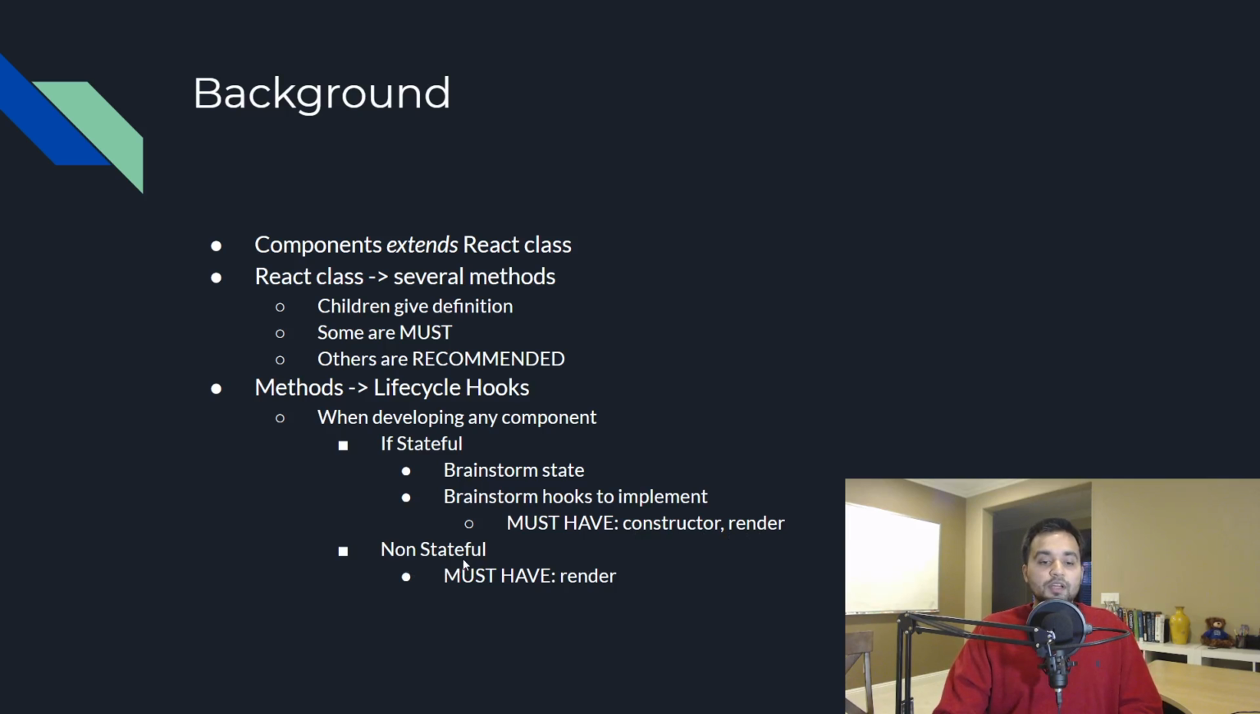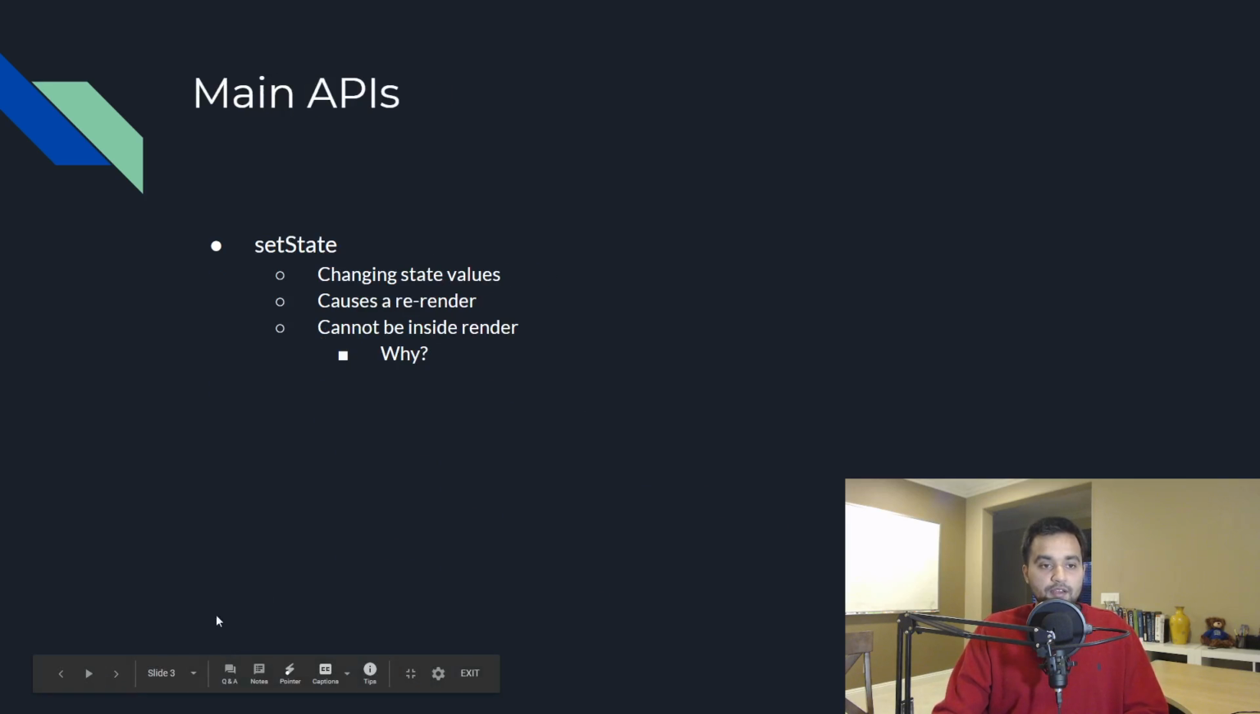Now you may have a non-stateful component. This may just be a component that renders items on the screen. For that, all you need is a render, because the render method tells how to show items on the screen. Now let's go to the next slide. Let's go over some main APIs that you have to know. The main thing you have to know is setState, and setState allows you to change state values.